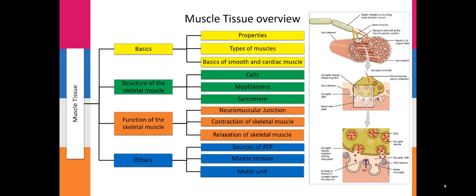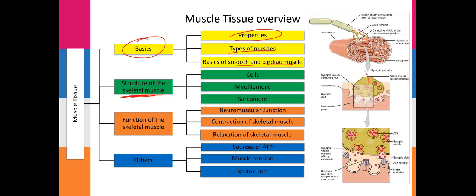So to start off with, this is an overview of what we're going to cover in this lecture. We're going to start off with the basics, where we talk about the properties of muscle tissue in general. We're going to talk about the types of muscles that are found in the human body, and then cover the basics of smooth and cardiac muscle. The rest of the lecture will focus on the third type of muscle, which is the skeletal muscle.